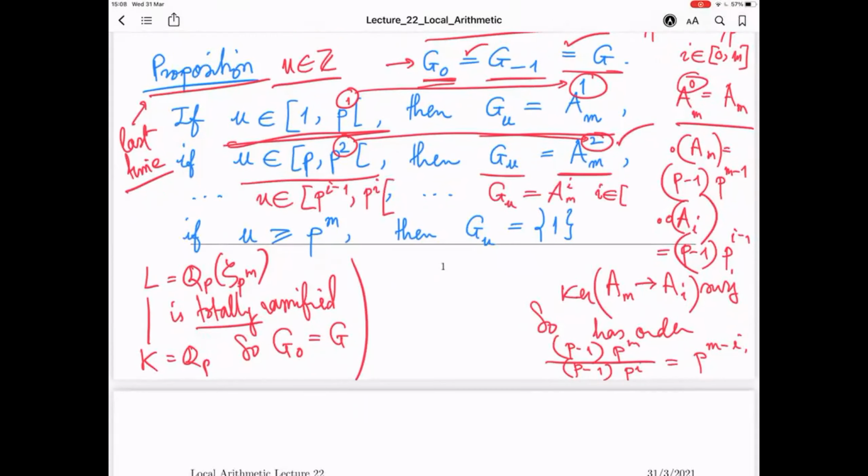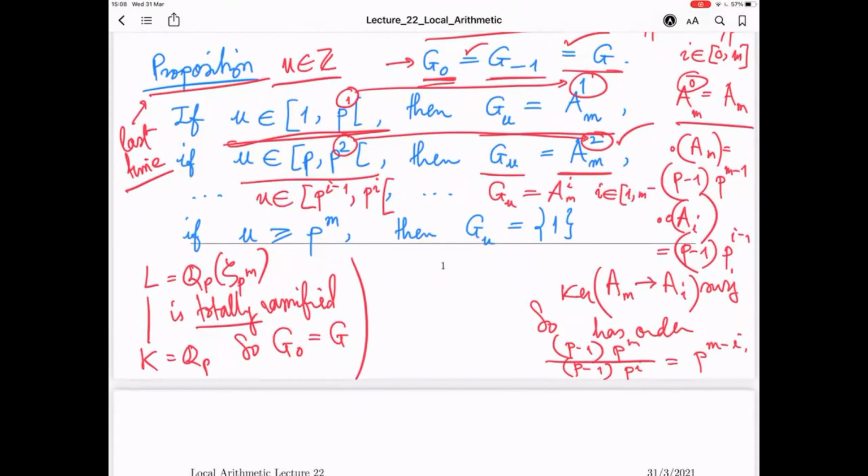This is for i in 1, 2, up to... is m allowed or not allowed? I think m is allowed, yes. m is allowed.